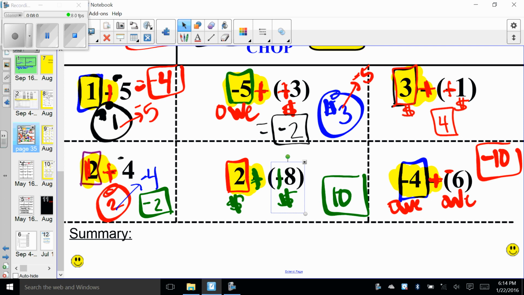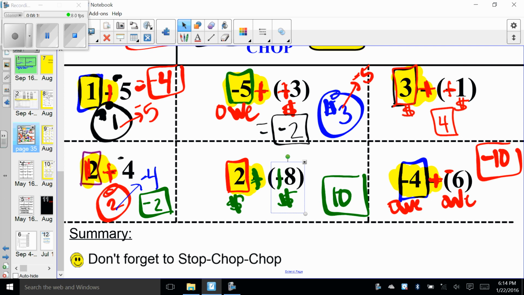All right, guys. So everything we did today is called subtracting integers. In my class, we never subtract integers. We always change them to addition problems, which means we use the strategy called stop, chop, chop, and then we are into addition form. So don't forget to stop, chop, chop.